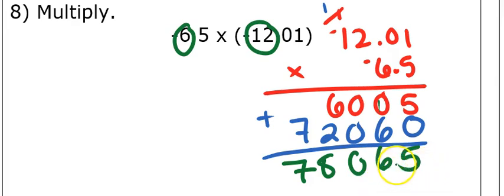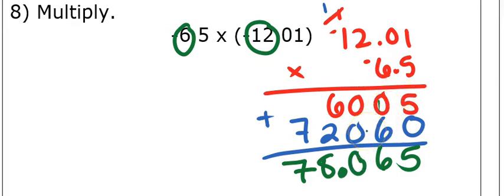That's not close. Here, 7,806.5, 780.65, 78. That's kind of close to 72. Let me keep going. If I go this way, that's already 7.8. The closest I'm going to get to 72 is 78.065.